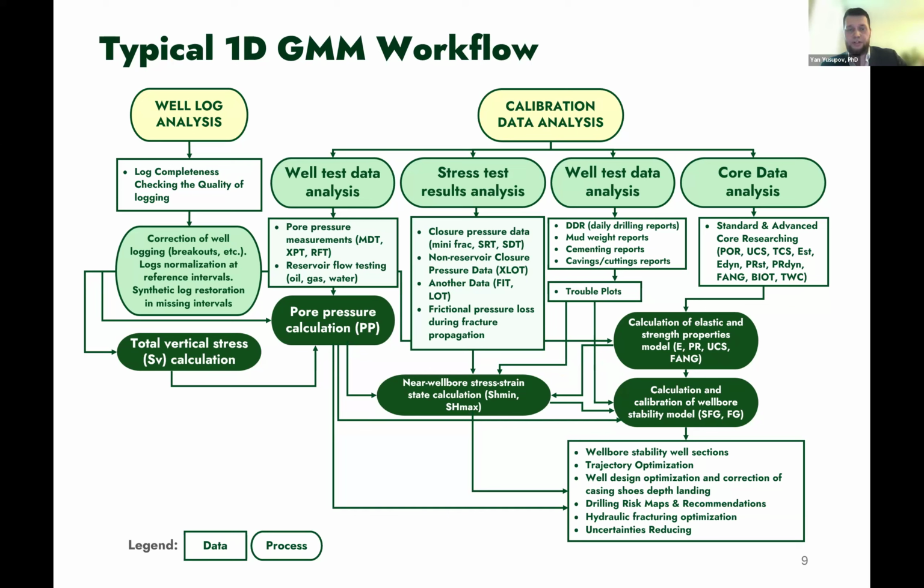After this comes total vertical stress calculation, pore pressure calculation and calibration, near wellbore stress calculation, including SH min, SH max, and finally calculation and calibration of the borehole stability model, including breakout and breakdown gradient. Using all these calculated parameters, we can build a well section with borehole stability, make trajectory optimization, make well design optimization, correct the casing shoe depth landing, build a drilling risk map, and develop recommendations for improvement of the drilling process, hydraulic optimization, and uncertainties assessment.